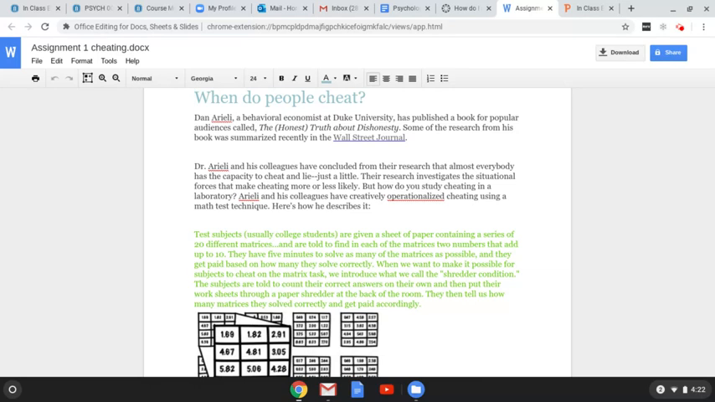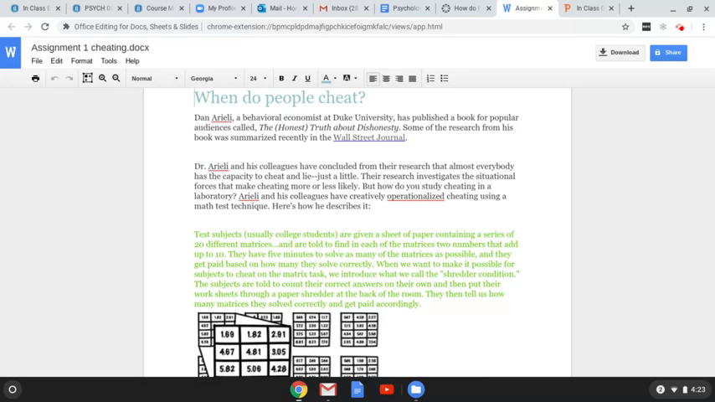Well, remember that in Chapter 1, we talked about this idea of very specifically defining your variables or how you measure them. In Chapter 3, we're going to talk about this as an operational definition, or operationalizing it. So, cheating, how do we operationalize it? Ariely and his colleagues have creatively operationalized or defined cheating by using a simple math test technique.